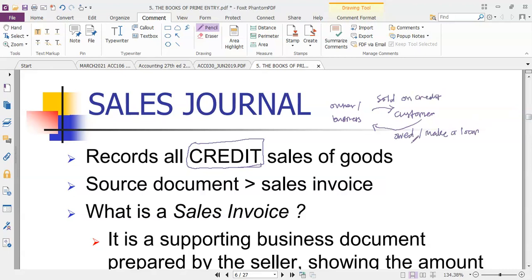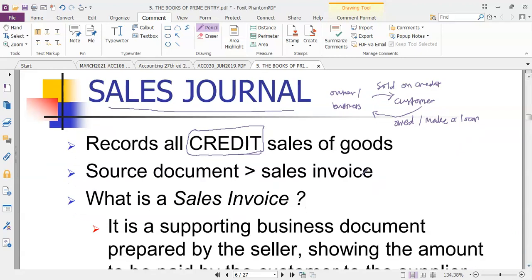So all the credit sales will be included in the sales journal. All sales on credit will be included in the sales journal. What is the source document? What is the evidence that the customer has taken a loan from us? The evidence is the sales invoice, right?